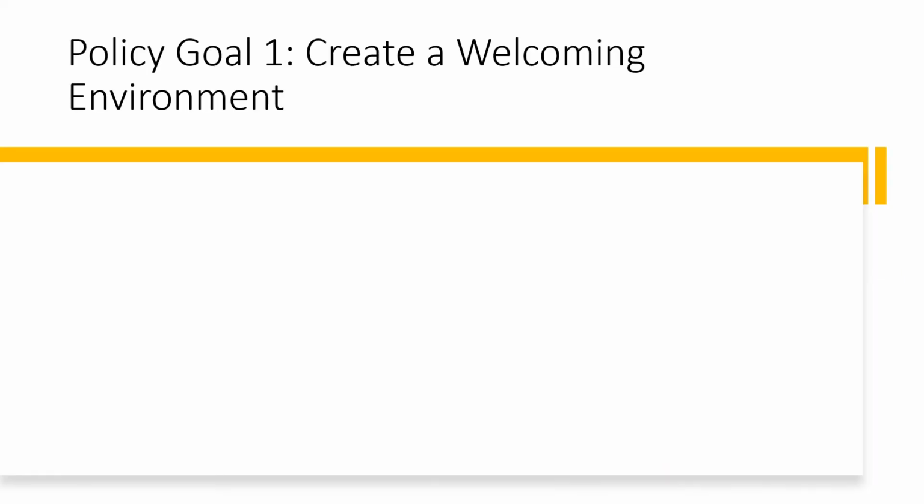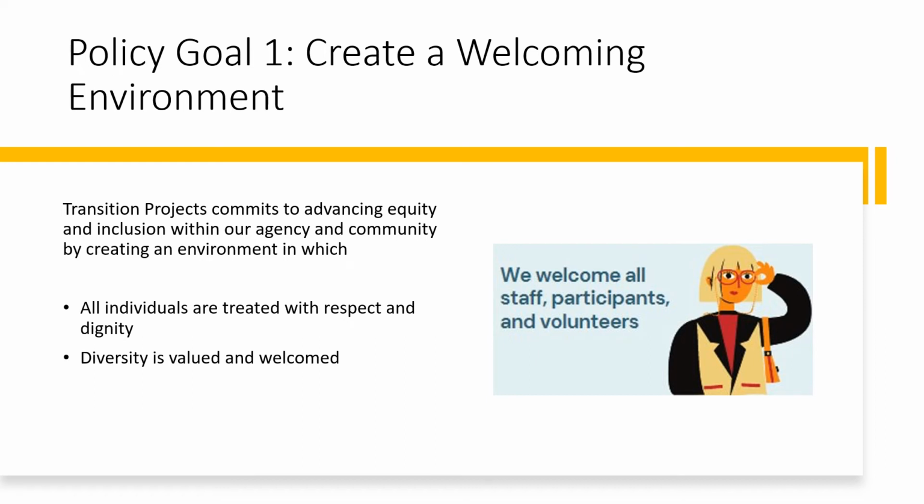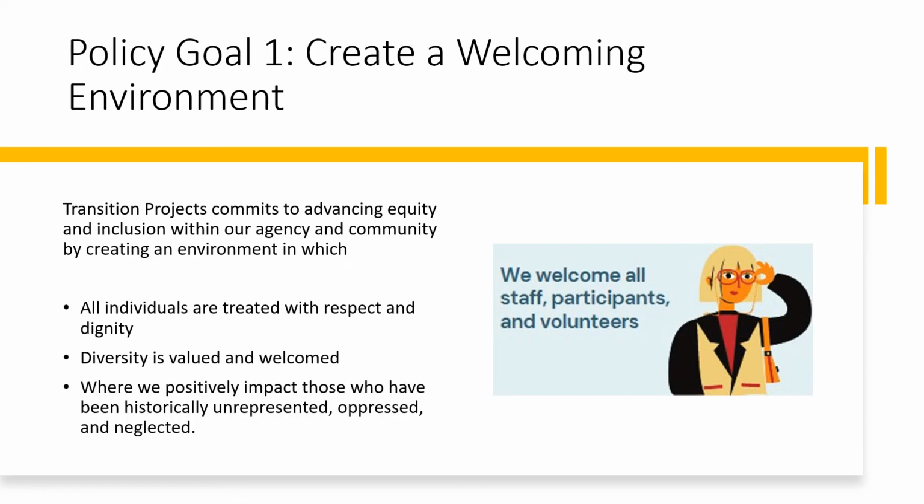Policy Goal 1: Create a welcoming environment. Transition Projects commits to advancing equity and inclusion within our agency and our community by creating an environment in which all individuals are treated with respect and dignity, where diversity is valued and welcomed, and where we positively impact those who have been historically unrepresented, oppressed, and neglected.